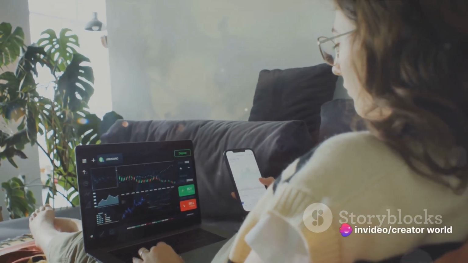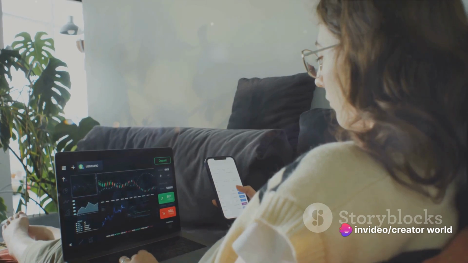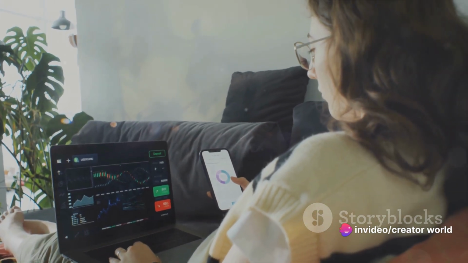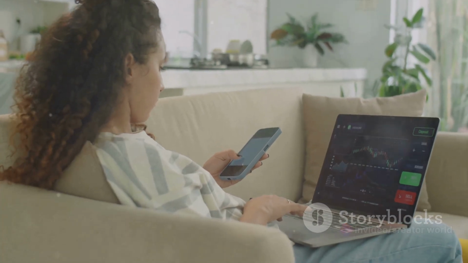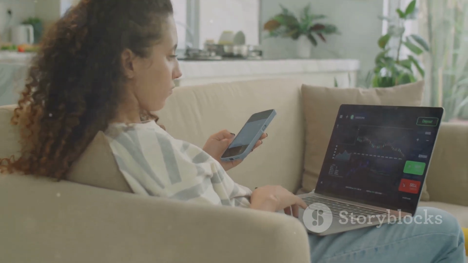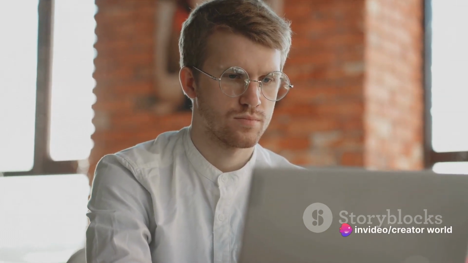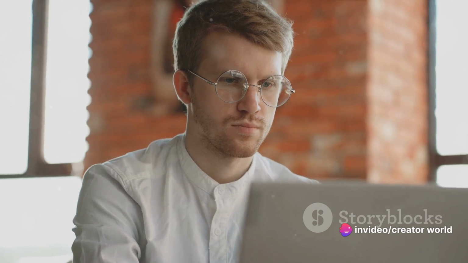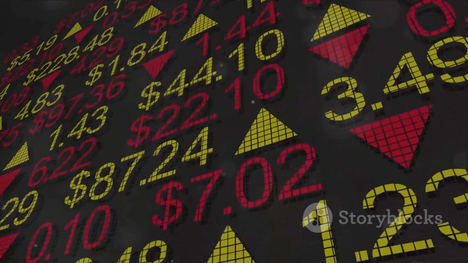The fifth step is, before risking real money, use a demo account to practice your trading strategies and familiarize yourself with the trading platform. This will help you gain confidence and refine your skills. The sixth step is select a reputable broker that offers competitive spreads, reliable execution, and a user-friendly trading platform. Research different brokers and compare their features and fees.